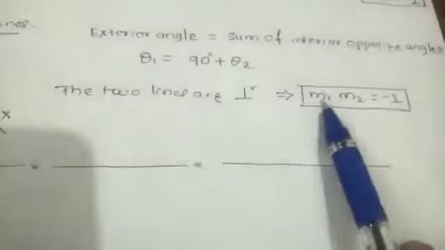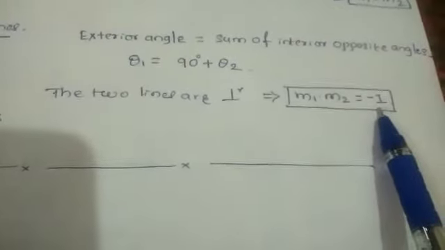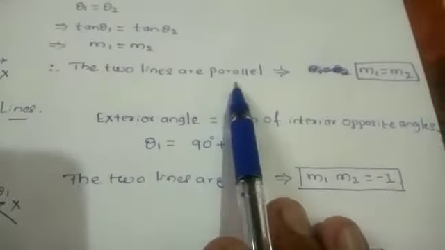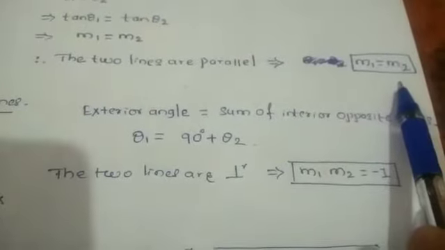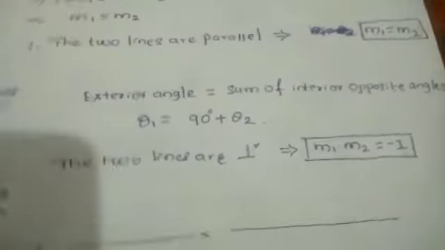Then the condition for perpendicular lines is m1 into m2, that is, the product of the two slopes m1 into m2 is equal to -1. Here the only thing you have to remember is: if the two lines are parallel, the condition is m1 equals m2. Suppose the two lines are perpendicular, then the condition is m1 into m2 is equal to -1.